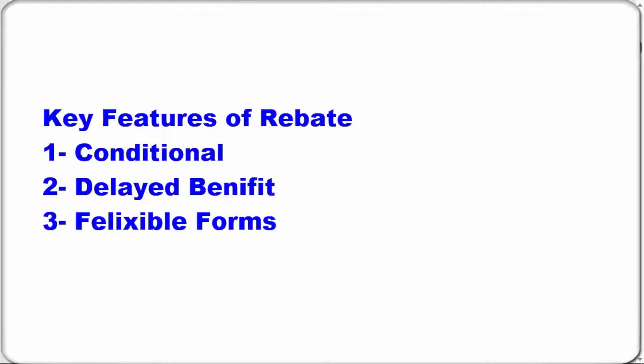1. Conditional. Rebates are usually contingent upon meeting a certain target, such as a minimum spending amount or usage level. 2. Delayed benefit. Unlike upfront discounts, the financial benefit of a rebate is realized only after the condition is met, often at the end of a specific period. 3. Flexible forms. Rebates can be given as a reduction in future costs or as a cash payout.